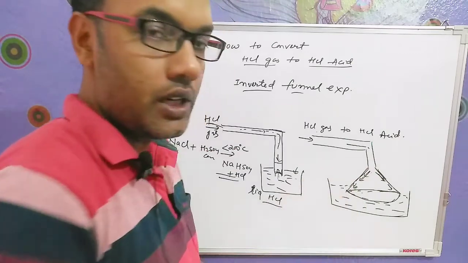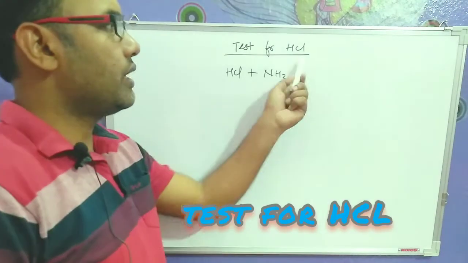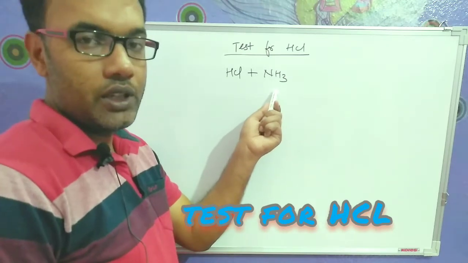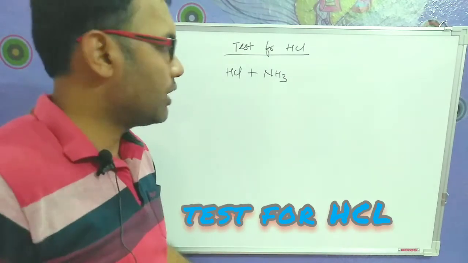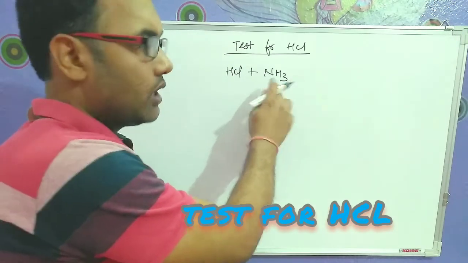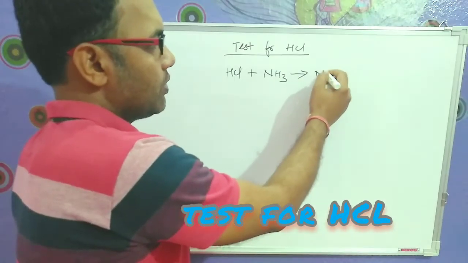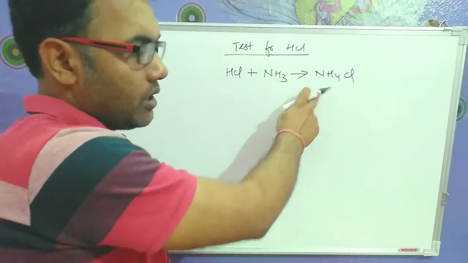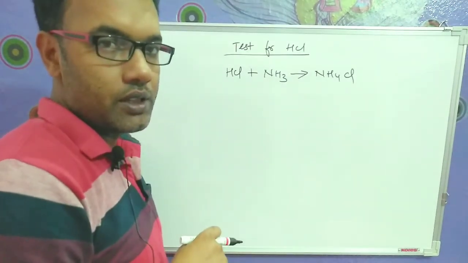Hope, students, this is clear. Our next topic will be the test for HCl. In order to test HCl, we require a liquid, that is ammonia. So in this, HCl gas will be reacting with ammonia liquid, and this will form a product, that is ammonium chloride. Now when ammonium chloride formation takes place, what do we see?